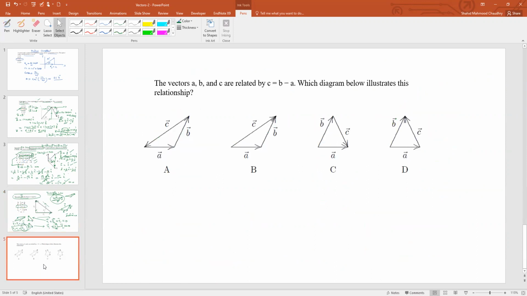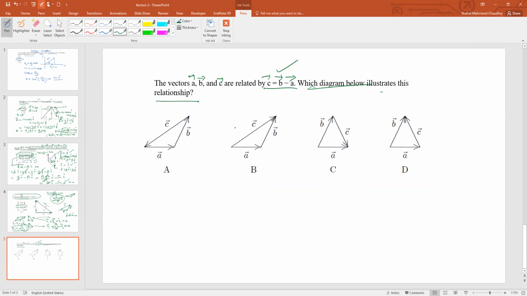Okay, so next question. The next question is this one. This is the same as that one. The vectors A, B, and C. This is vector A, this is B, this is C. They are related by this equation. He has given this equation: C minus B minus A. Now the equation is given, and you have to find the correct diagram. Understand? Which diagram below illustrates the relationship? So using this equation, see which diagram is correct. This is our question.